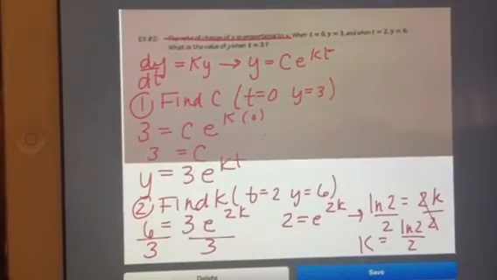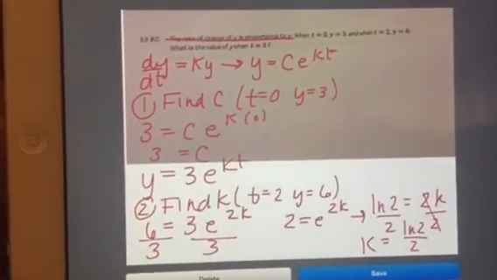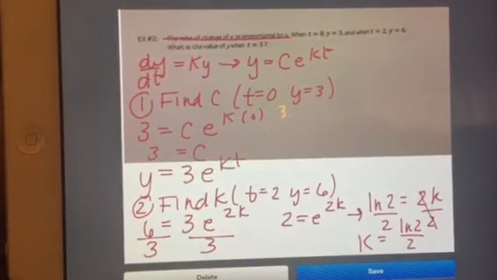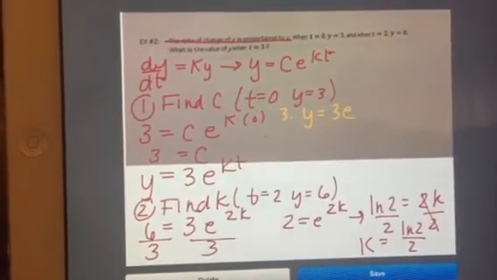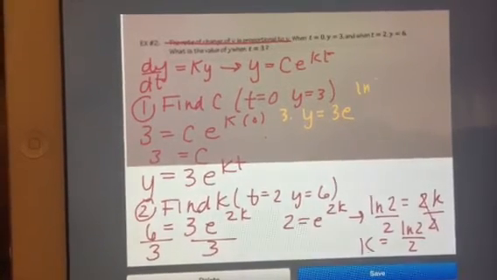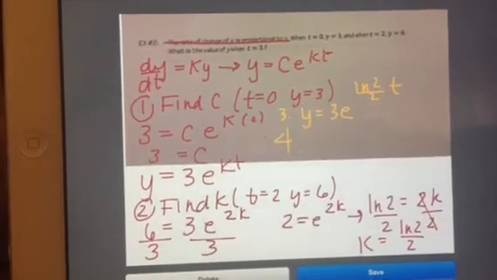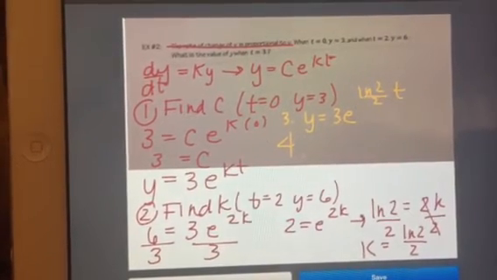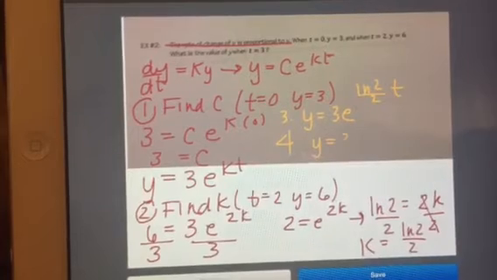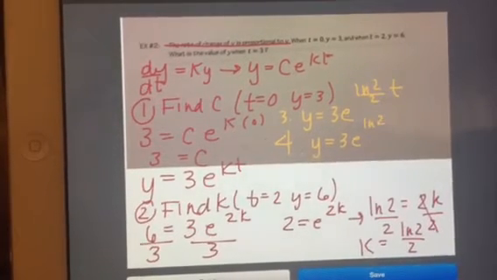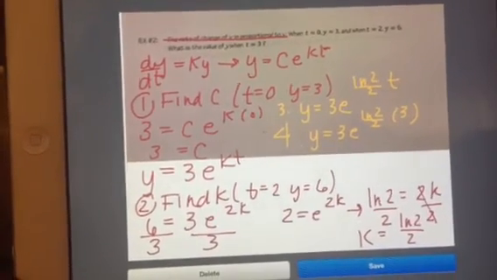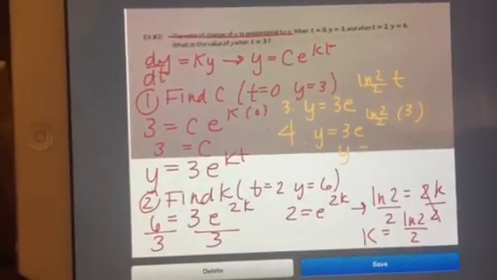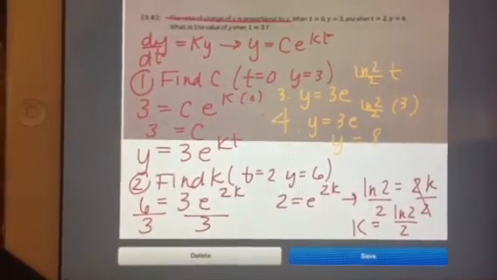I'm starting to run out of space, so I'm going to change the color so you can follow along with the steps. Step 3 is to set up our model. So y is equal to 3e to the kt, where k is ln of 2 over 2, so y = 3e^((ln 2 / 2)t). And our last step is to find the value of y when t is 3. So y is equal to 3e to the ln of 2 divided by 2 times 3. At this point, you would substitute this into the calculator, which would give you an approximate value of 8.48595.